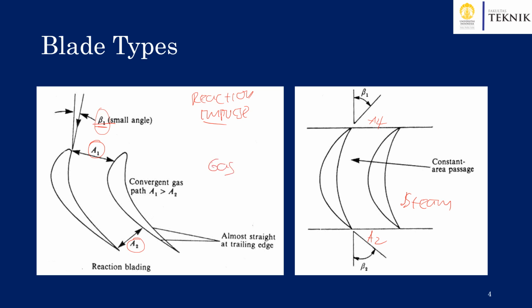On the other hand, the steam turbine normally has a pressure ratio up to 1000 to 1, and the gas turbine is normally as low as 10 to 1 pressure ratio.